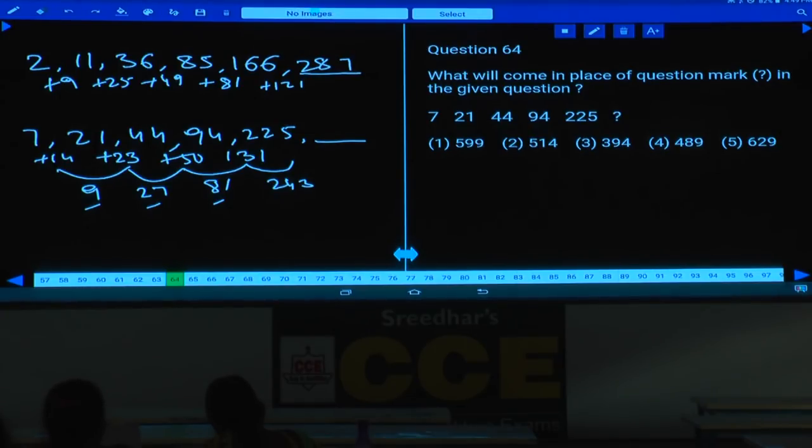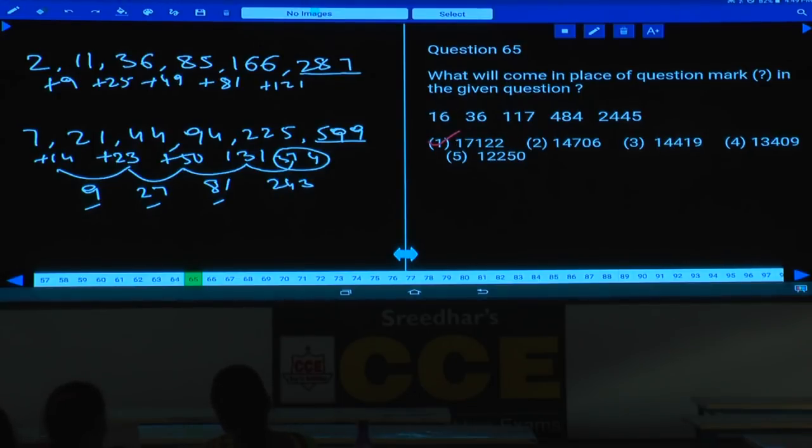Hence 243 when added to this one, then what will be the number here? 243 plus 131. 3 plus 1 is 4, and 7, so 374 should be added. If we add 374 to this 225, 5 plus 4 is 9, 2 plus 7 is 9, isn't it? Next one 2 plus 3 is 5. Hence 599. Choice 1 is the answer. Question number 64.